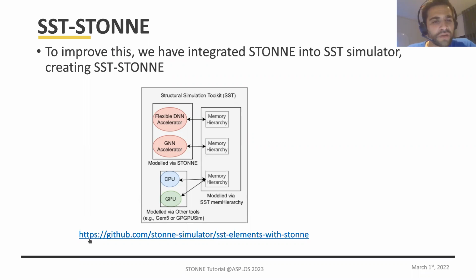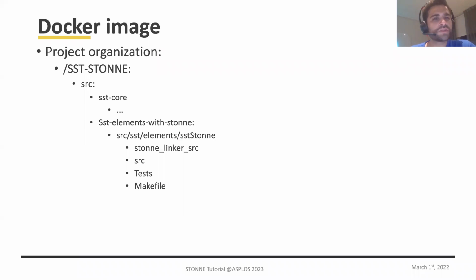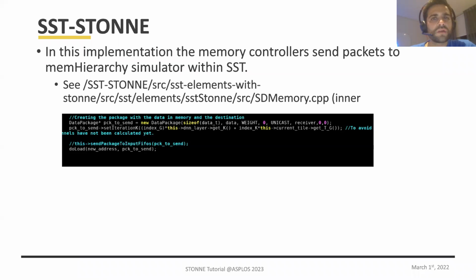So here is the link to the repo, SST elements with STONNE. But everything is in the Docker. SST is a bit hard to install sometimes, and it could be problematic with the versions of SST-STONNE. So I would highly recommend using the Docker that we are providing here. Okay, so this is the project organization. I will be very quick. I'm not going into details here actually.